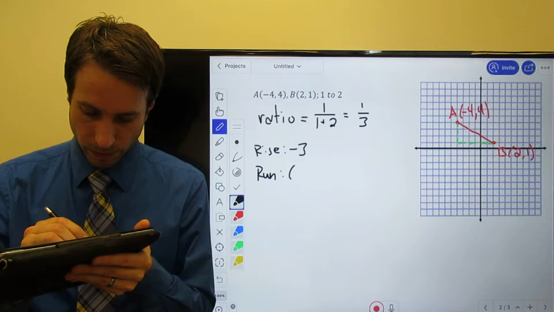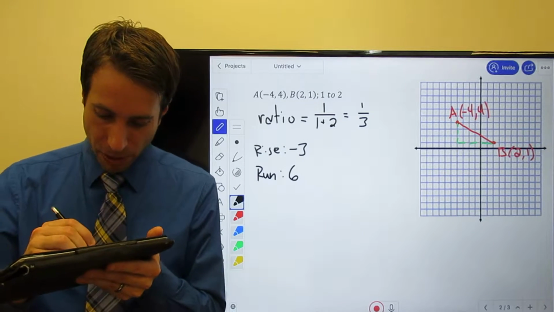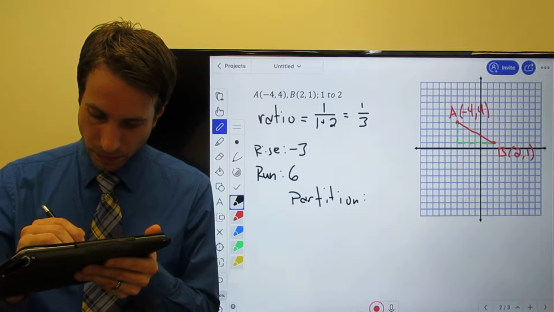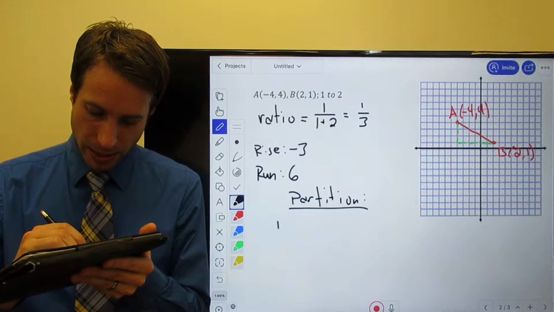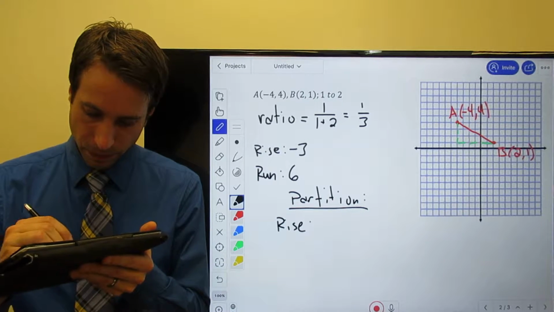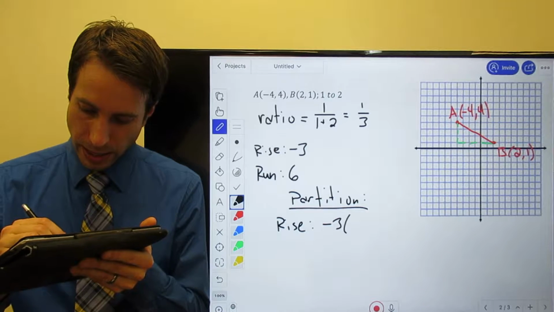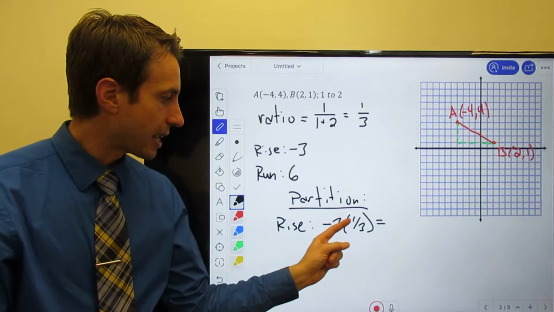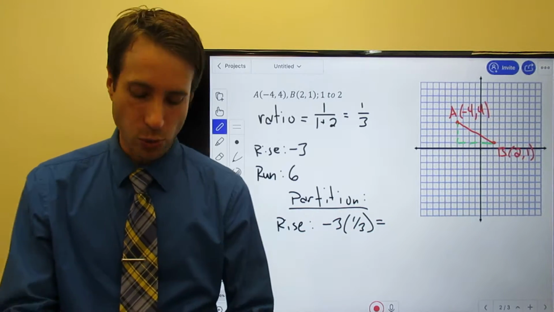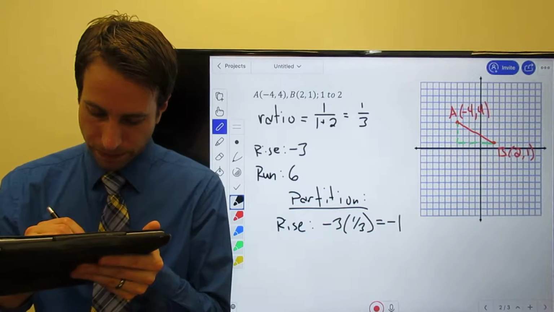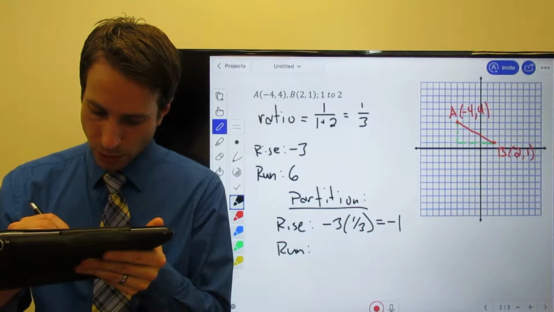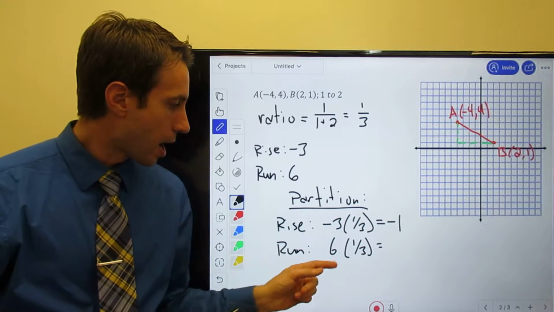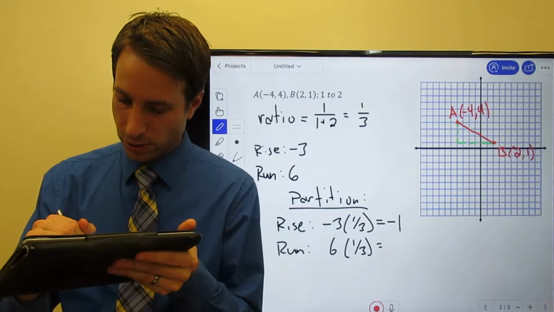6. Alright, so now to find my partition, I multiply the rise, which is a -3 times 1/3. Well, that's easy. The 3's cancel each other out. You're left with a negative times 1, which is just going to be a -1. The run, which is going to be 6 times 1/3. 6 divided by 3 is 2.